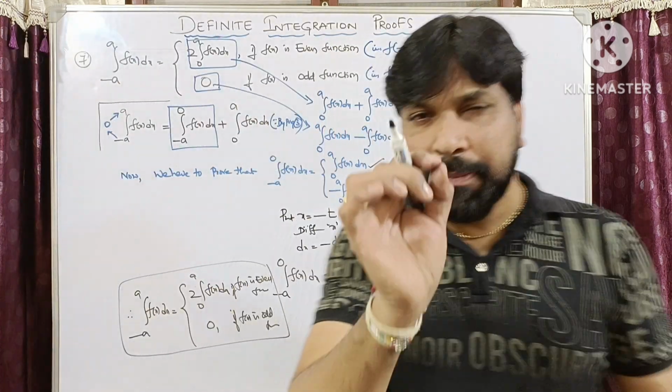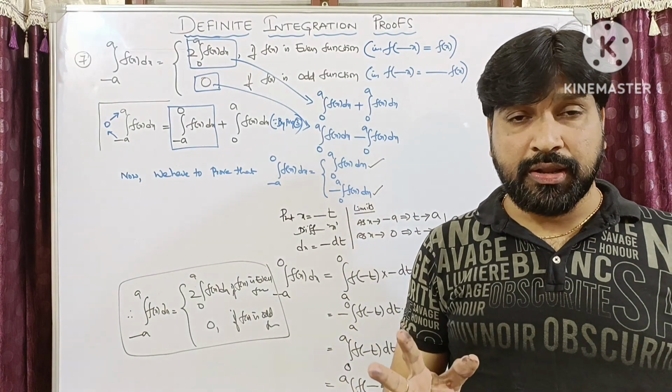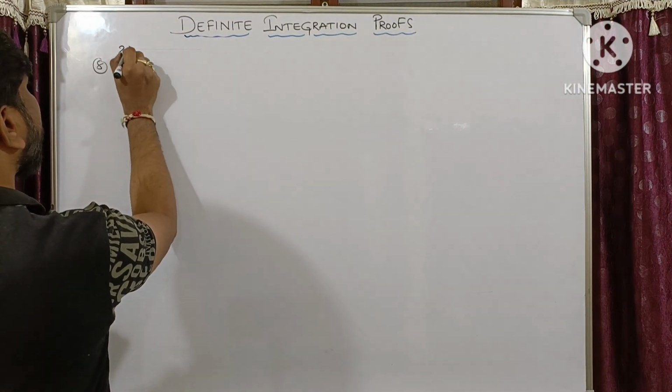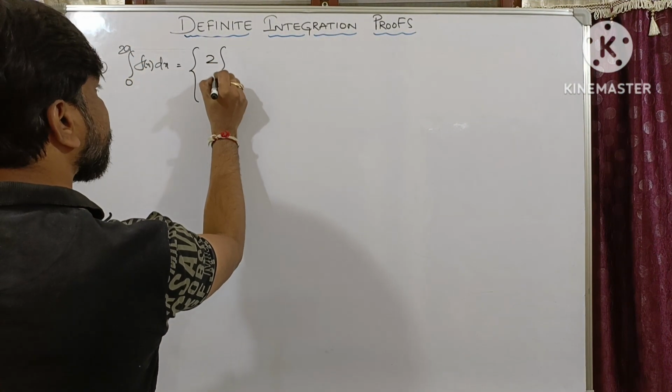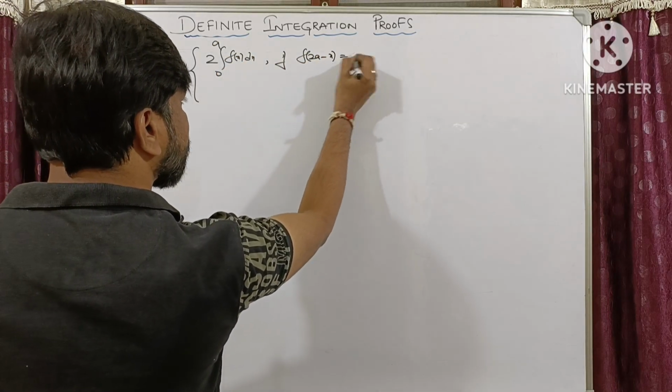It is not at all difficult but a bit lengthy. That's why you need to be very careful. So, property number 7, which is the most important and which is easy also. Last and final proof, very simple and small. Property number 8 is integral 0 to 2a f of x dx is equal to 2 times integral 0 to a f of x dx if f of 2a minus x is equal to f of x.